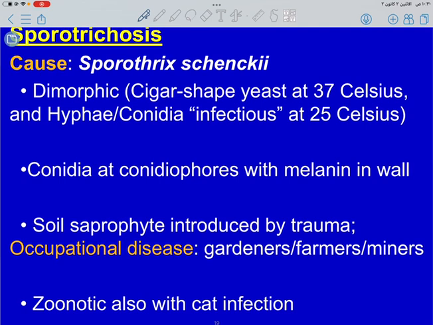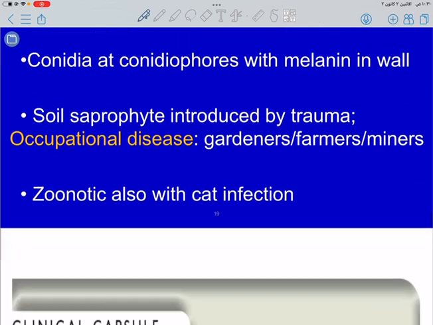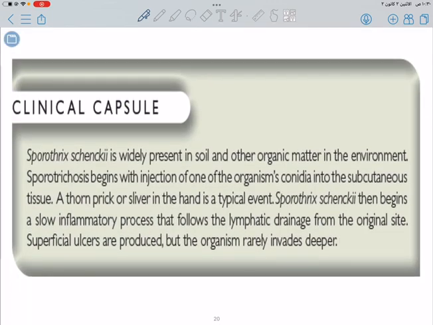It is zoonotic infection also. Can be transmitted from cat. So Sporothrix is present around us in the soil, in the organic matter. This is the clinical picture. It begins if one of the organism, conidia, is introduced into the subcutaneous tissue by, for example, prick, جرح. Okay? Thorn prick. شو thorn prick؟ thorn يعني من النبتة هذه زي الدبابيس.